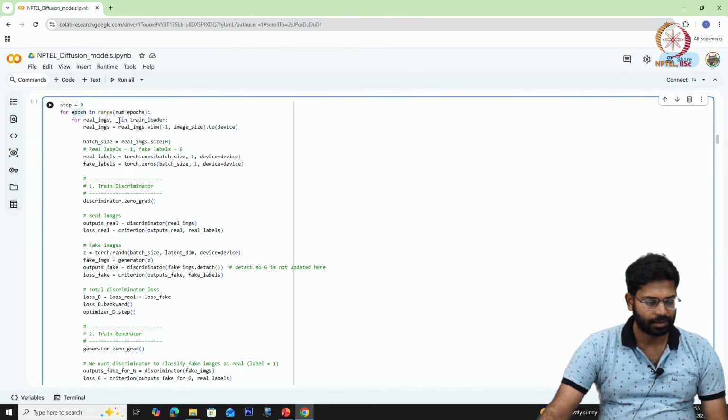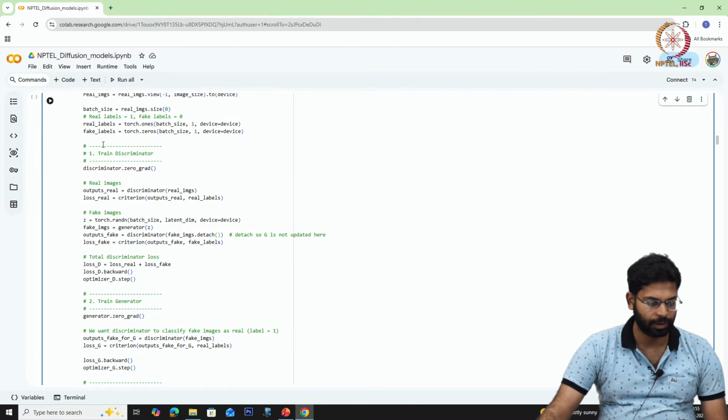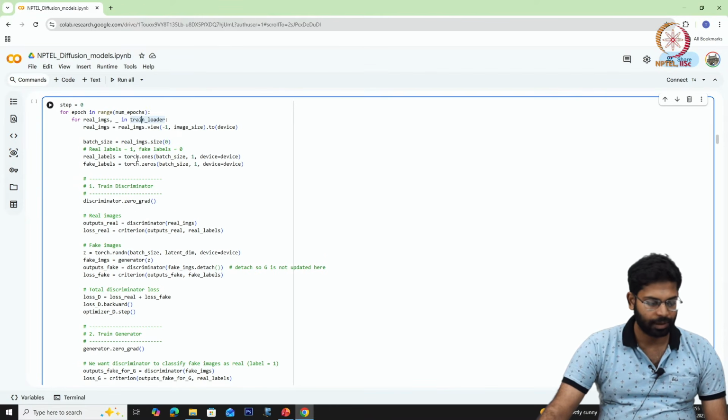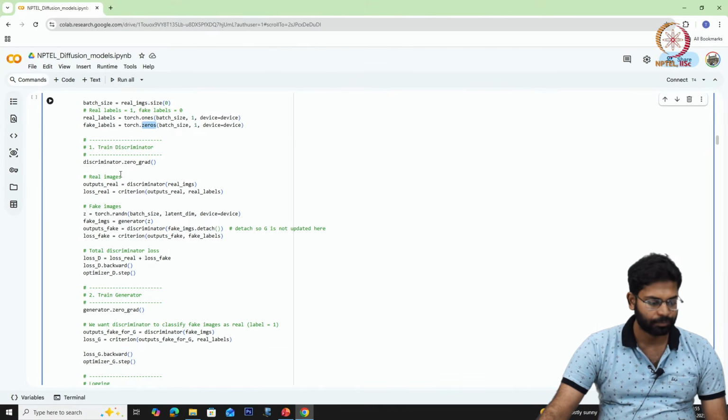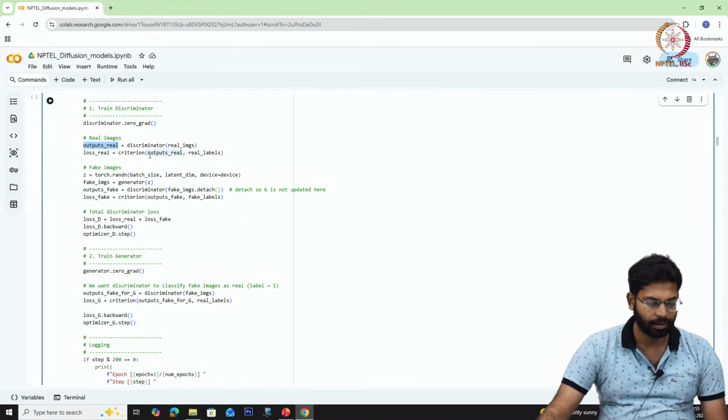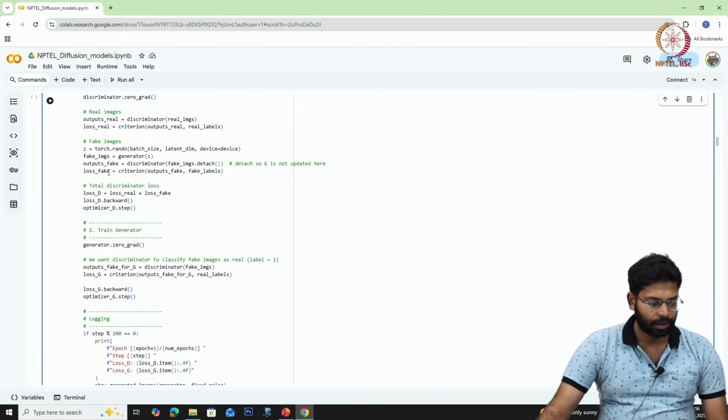So for real images in the train loader, you reshape them so that they fit the network. You need to create real labels, which are 1s, and fake labels, which are 0s. When you feed these real images to the discriminator, that becomes the real output. You call it outputs real, and on these outputs real and the real labels you compute the loss, which is loss real.